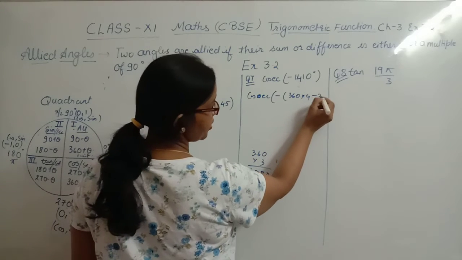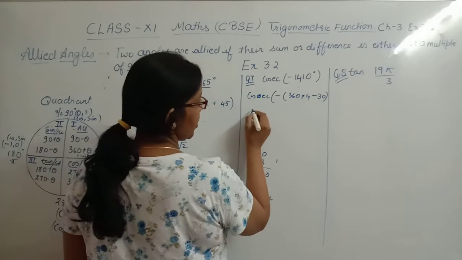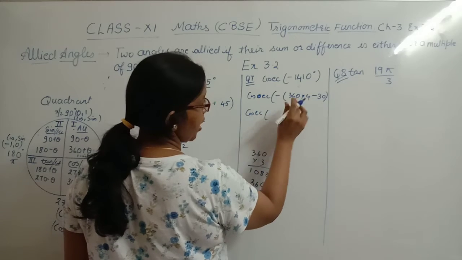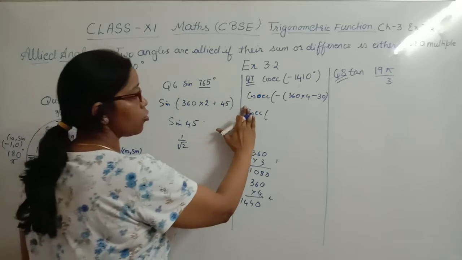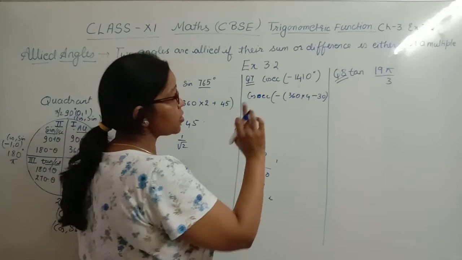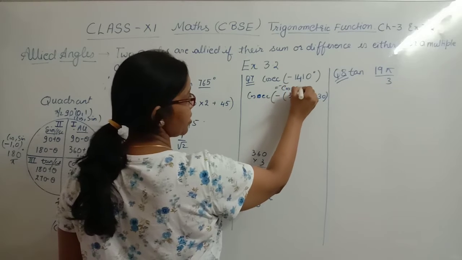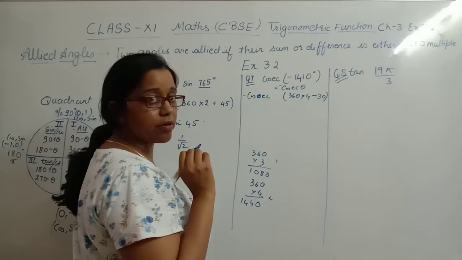I have to subtract 30 degree from 1440. Hope this is clear. So cosec of minus 1410, what will it become? First of all, cosec is an odd function, so cosec minus theta is equal to minus cosec theta. So I can remove the minus sign from here and put it over here.